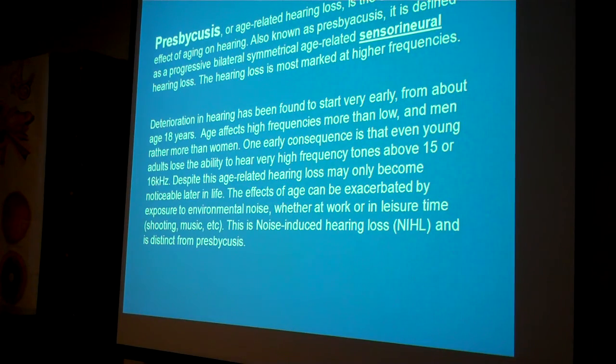Typically you lose high frequencies, and it starts when you're 18. Wow. So, like I said, we'll do a little hearing test here from about 20 up to 20,000 hertz. I bet there's nobody in this room that can hear 20,000.